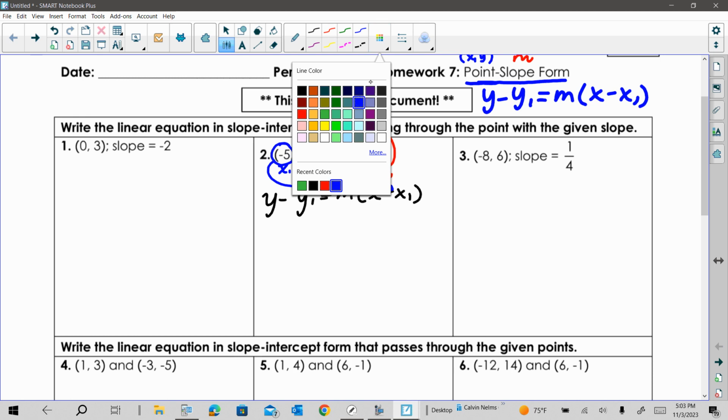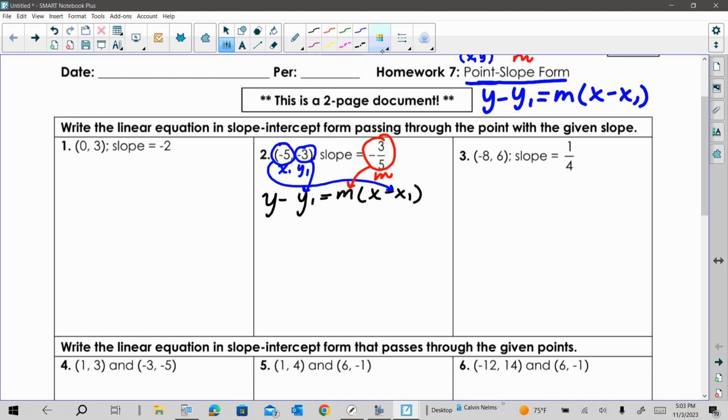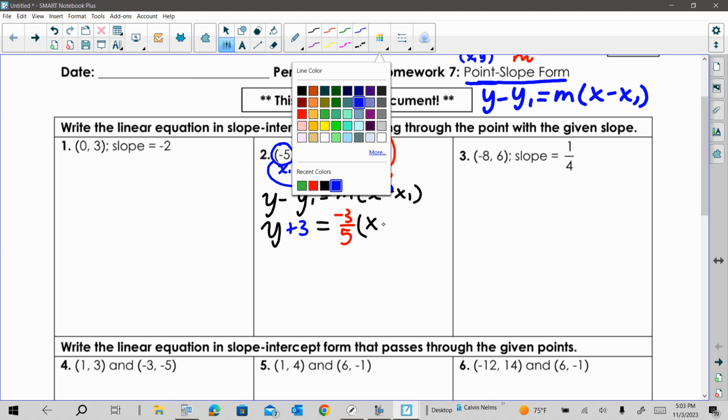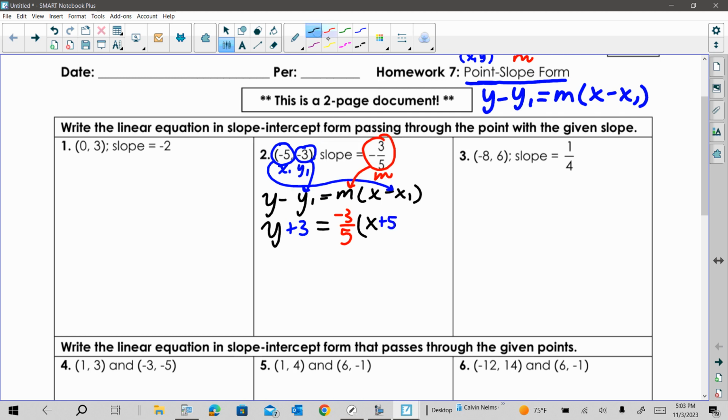This is going to be y, and instead of minus a -3, it turns into +3. It equals our slope, -3/5, for m, then parentheses x, and we're going to have +5. I color code so you can see what parts I substitute into the formula. Once you plug it in, we have to write this equation in slope-intercept form.